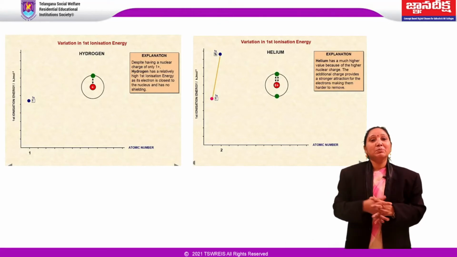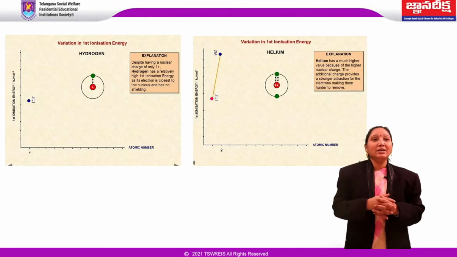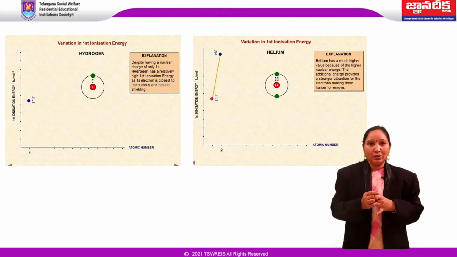And here the energy is around 1313 kilojoules per mole. And the second element present in the n equal to 1 orbit is helium. In helium, the electrons present are in the same orbit. Therefore, here the nuclear pull when compared to hydrogen is more. Therefore, it requires more energy. And the amount of energy required to remove the electron here will be around 2370 kilojoules per mole.